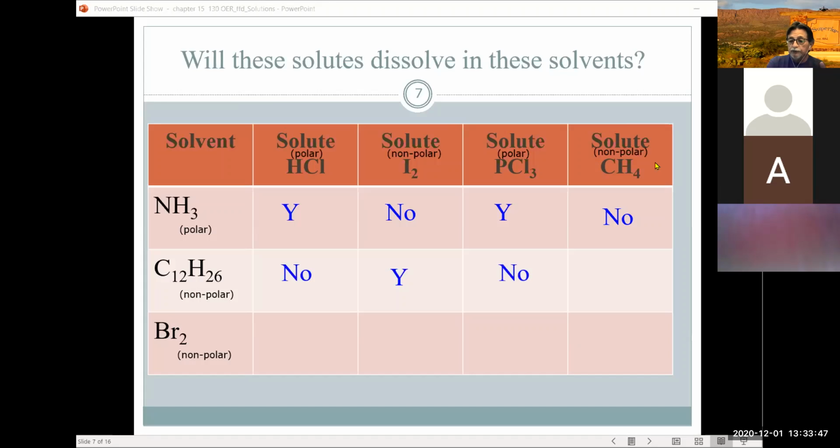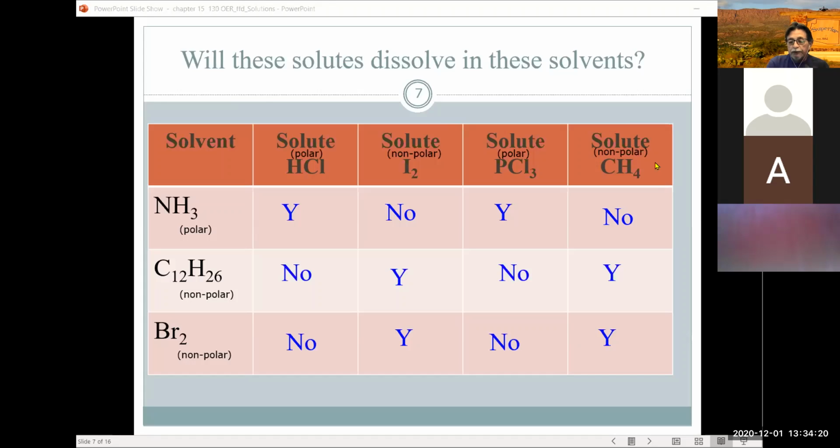No for the PCl3 because we got polar versus nonpolar. Yes for the methane, obviously, because they're both nonpolar. And no for the bromine and the hydrochloric acid because we got a nonpolar solvent and a polar solute. Yes for iodine and bromine. No for PCl3 and bromine because of polarity, polar versus nonpolar. And yes for the last one.